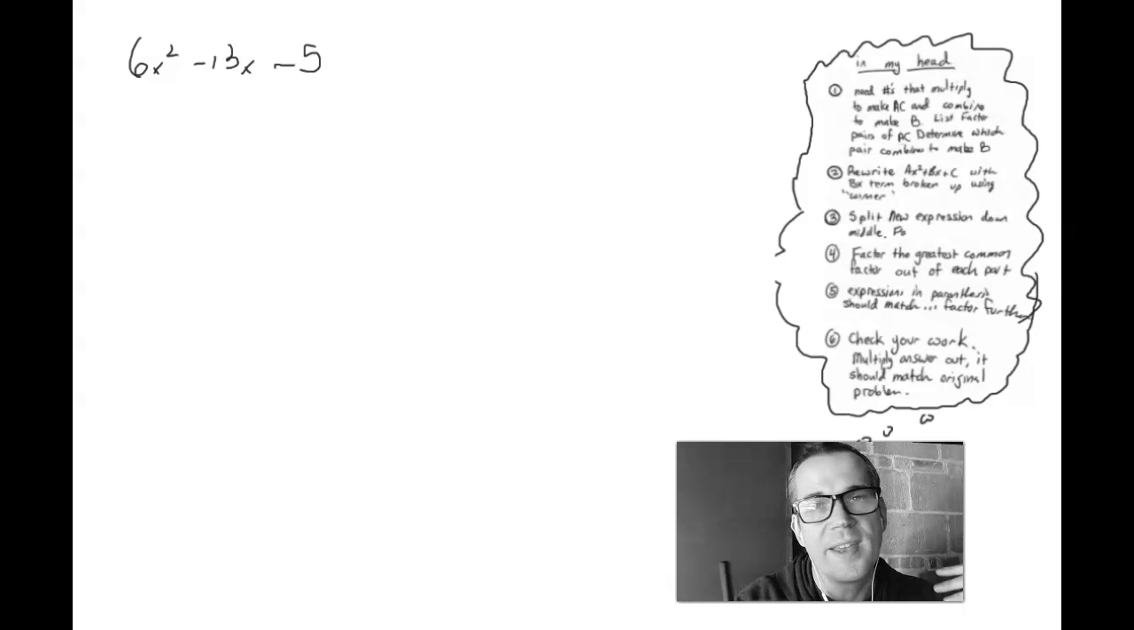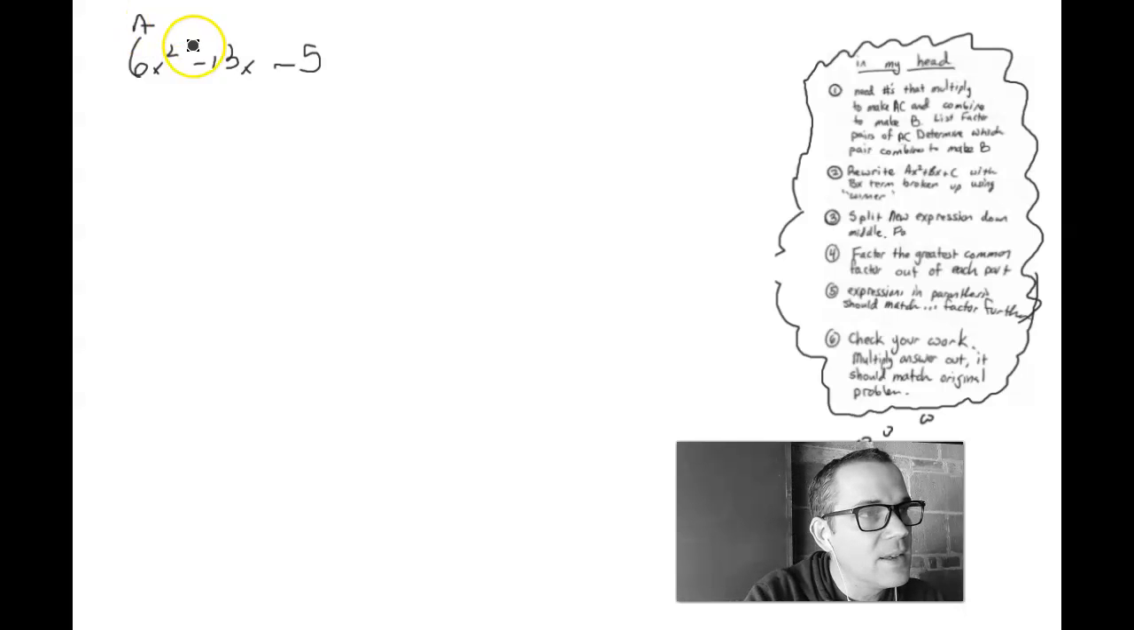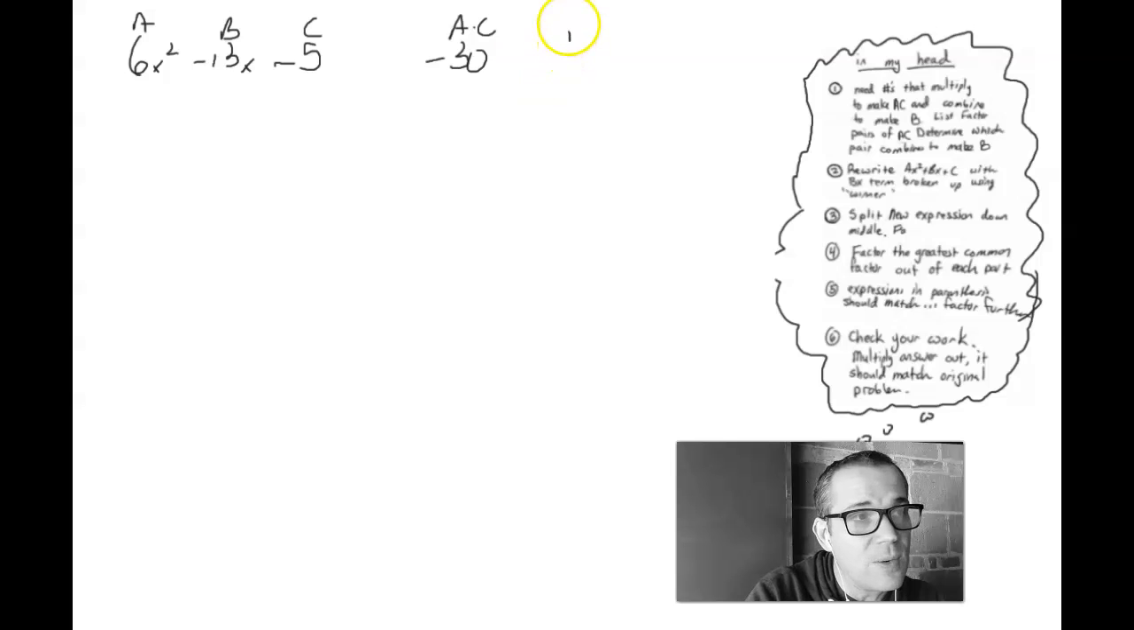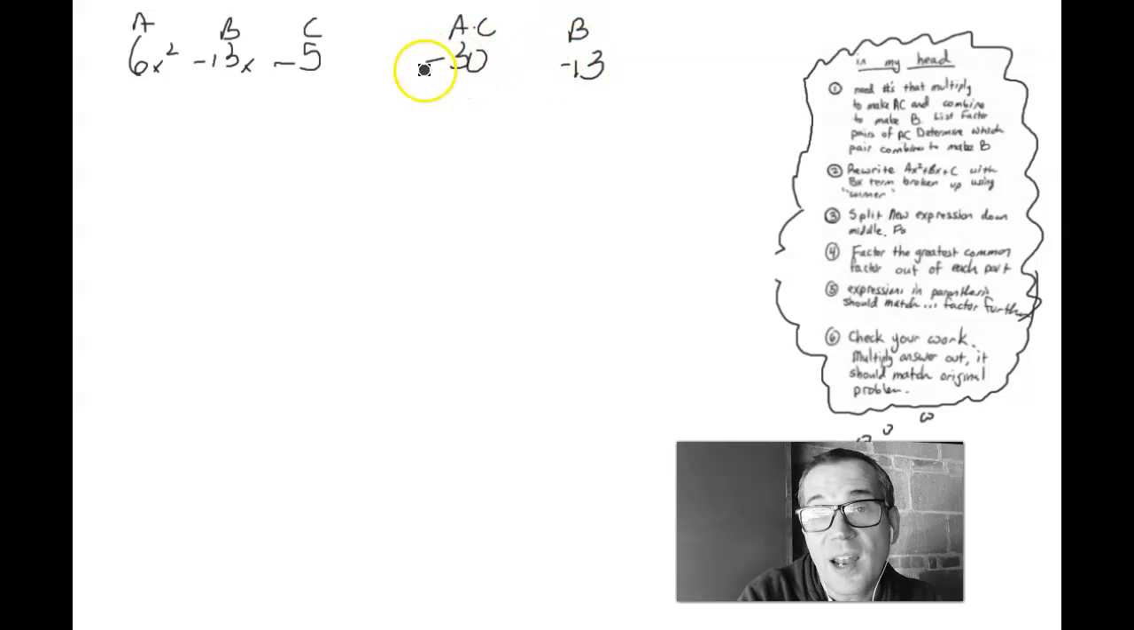I'm just going to run through this as if I know all the steps at this point, so you can see how fast it goes when you just know the steps. We start by doing a times c, which is going to be negative 30. And then we also make a note of what that b value is. We want to list things that multiply to make negative 30.